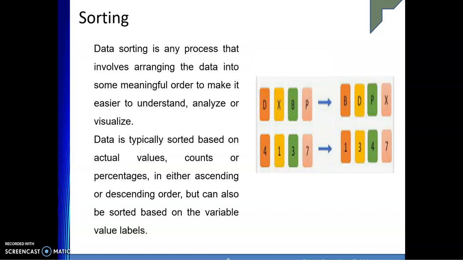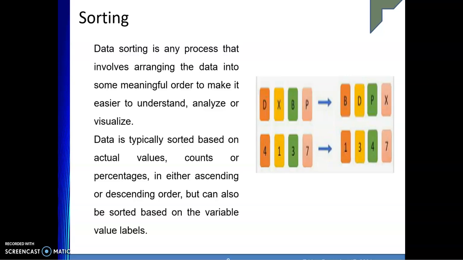Next comes sorting. We know what exactly sorting means. We are talking about arranging a set of data, because once you do it, it becomes very easy for us to understand, to analyze, and to visualize it, so that it becomes meaningful. These data can typically be sorted based on the actual values, the count, or the percentage, or in ascending order, or in descending order.